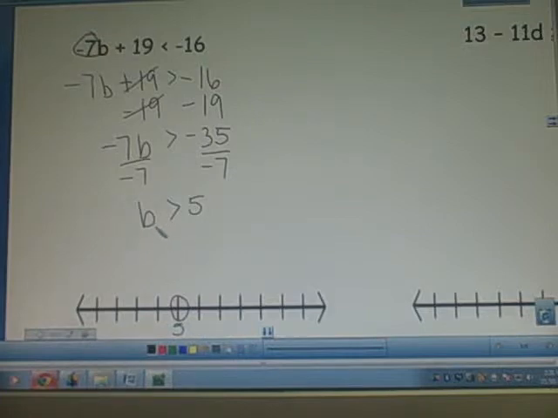And if you'll notice, how do I decide where to draw my arrow? Do I draw it up towards the larger numbers or down towards the smaller numbers? One way to do that is to look at my variable. There's my variable right there. And I'm noticing that for the inequality, the big side is facing the variable. Therefore, I'm looking for all the numbers that are bigger than 5.